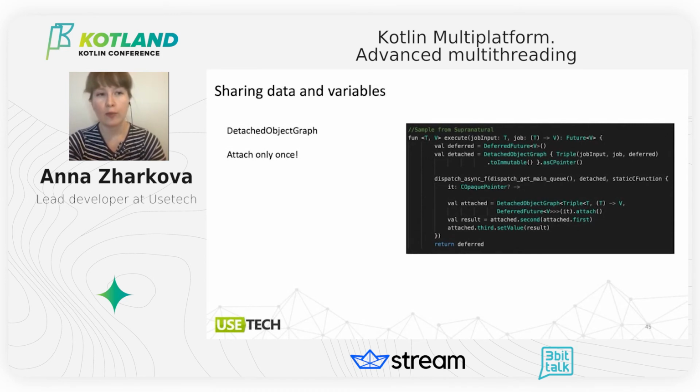Another way to implement sharing is to use a detached object graph. It sounds really advanced and maybe strange for someone, because it's a deep dive into concurrency. How does it work? This is a sample from the Supranational concurrency framework. It's really a good sample of how to work with concurrency. What is a detached object graph?